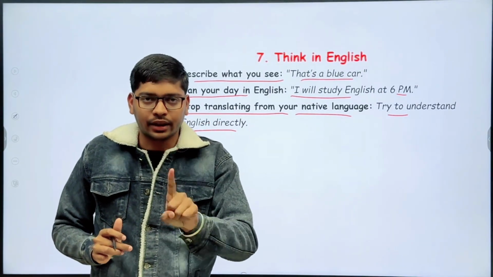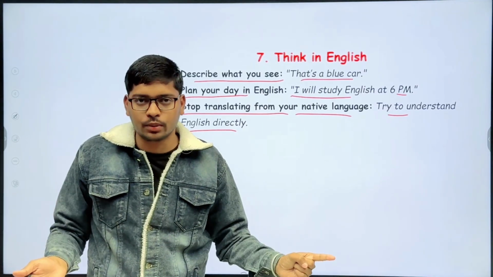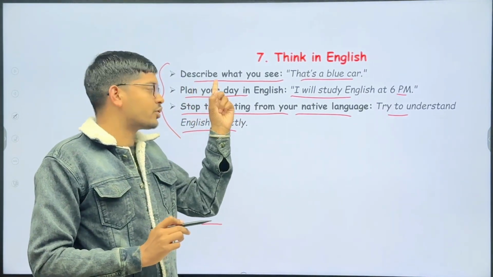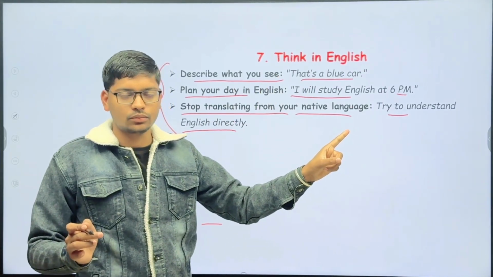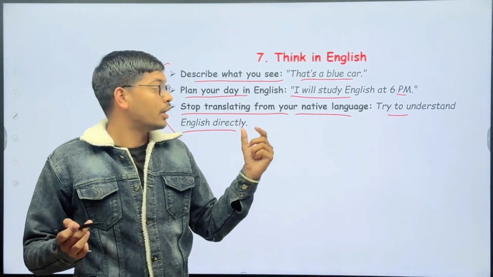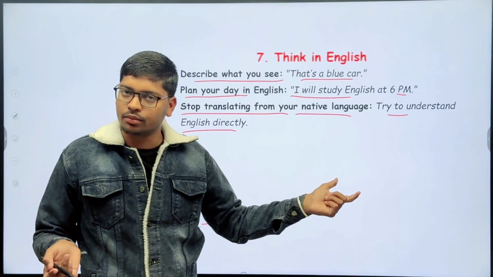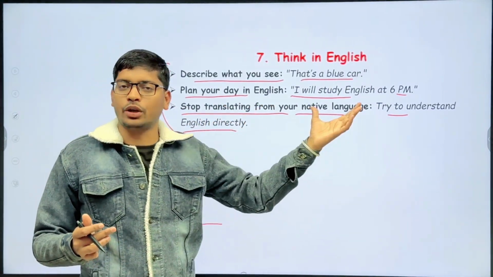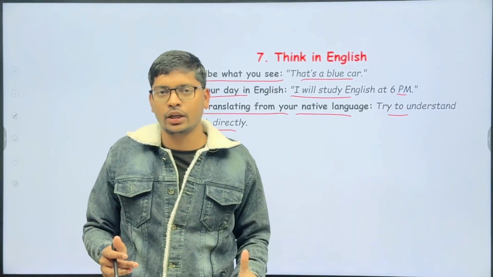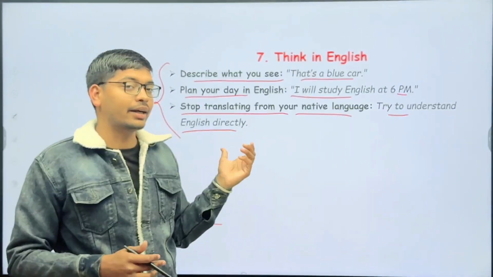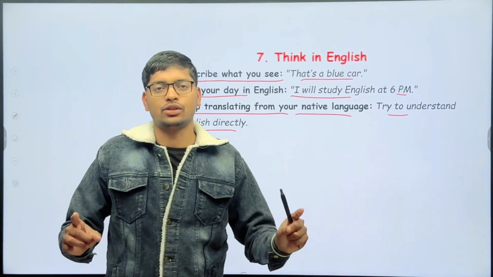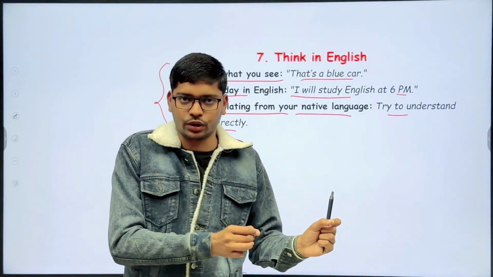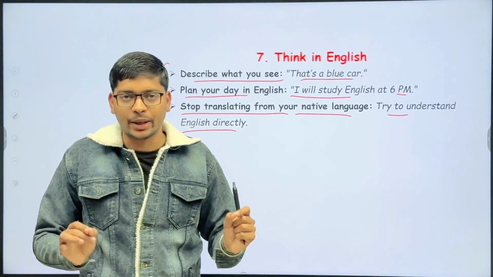Our point is think in English, but how is it possible? It's possible. How? First point is describe what you see. You describe in English what you see. Next, plan your day in English. You can easily understand, you can easily do. Stop translating from your native language to English. Try to understand English directly. So guys, you easily understand. These are our 7 key points to learn American English.